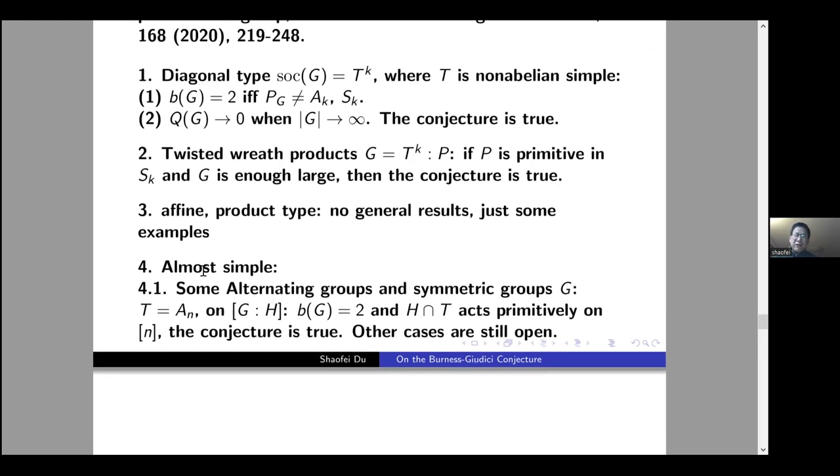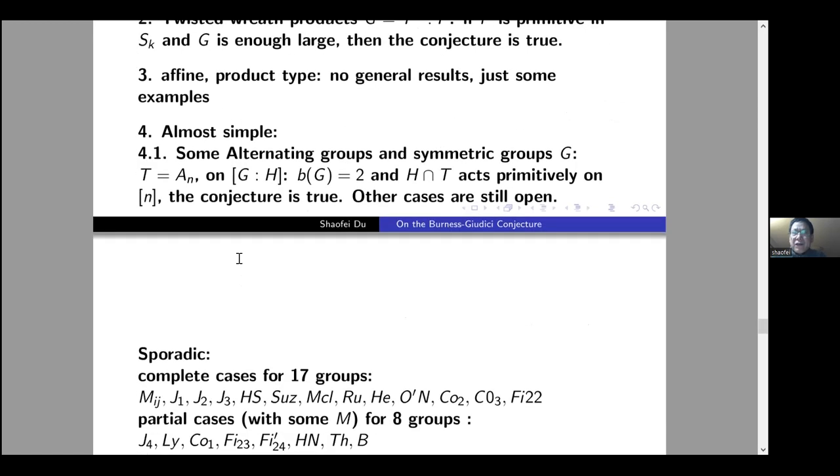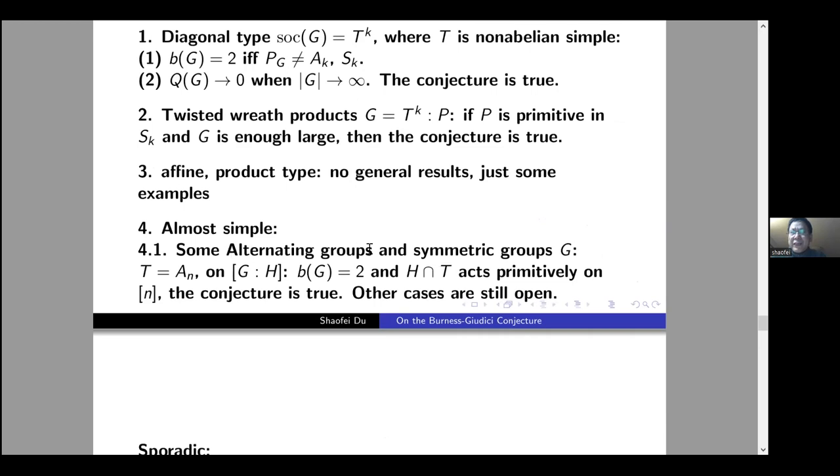Okay, for the big class of almost simple primitive groups, first of all, for some alternating group and symmetric group G, if B(G) is two, H is a maximal subgroup of group G. Then you can have primitive representations. So if you have some condition on the intersection of G with T, T is A_n, then the conjecture is true. The other case is still open.